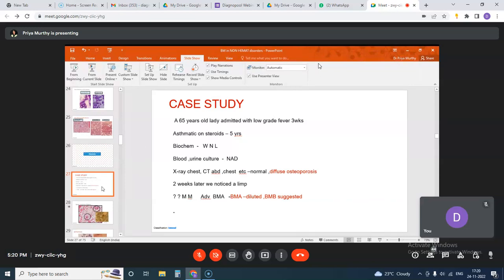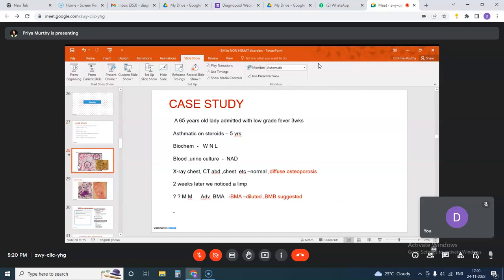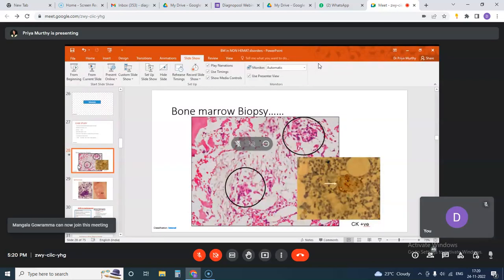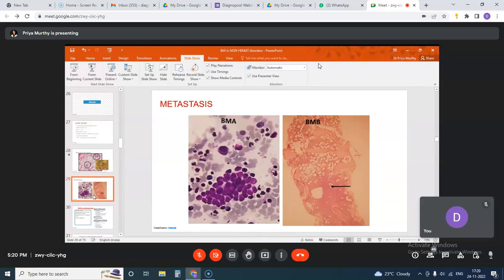A bone marrow aspirate was done. It was diluted. A bone marrow biopsy was subsequently advised, and this is what we saw in the bone marrow biopsy. It looks predominantly normal, a hypocellular marrow, normal for the age, except for these small clusters within the biopsy. What were these cell clusters? When a CK was done, they turned out to be positive. So this indicated that it was a metastatic deposit. And then we went on to look for the primary.